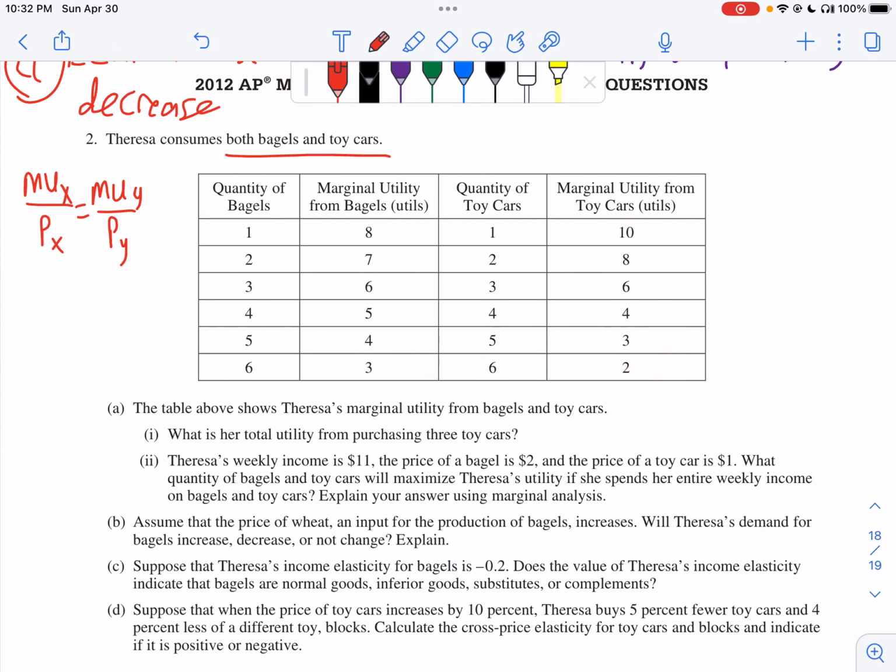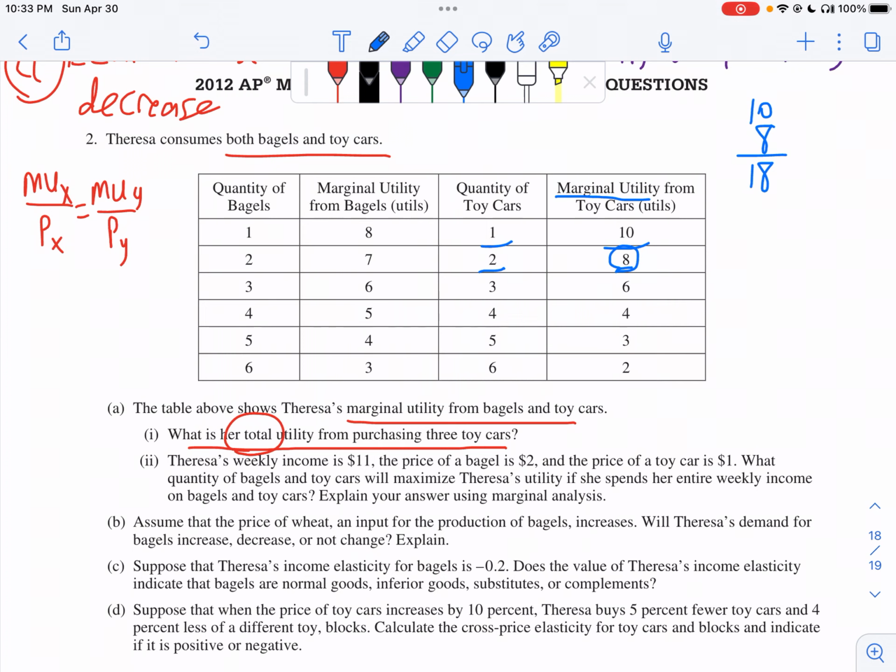The table above shows Teresa's marginal utility from bagels and toy cars. What is her total utility from purchasing three toy cars? So total utility, okay? That's what we're trying to find. If she does one car, she gets 10 utility. If she gets two cars, she has a marginal utility of 8, because she bought the second car, she got 8 more utility. So if she is having two cars, she is 18 happy. She got 10 from the first car, 8 from the second car, so a total of 18.